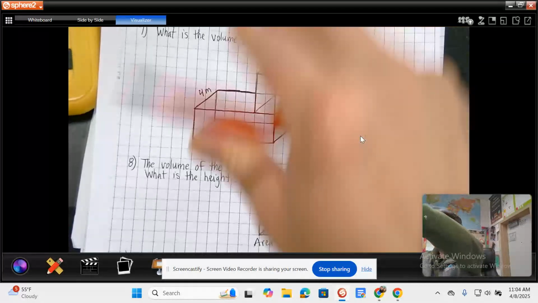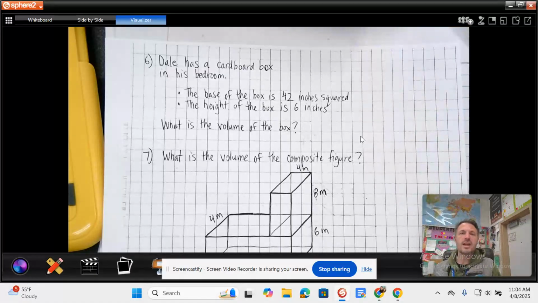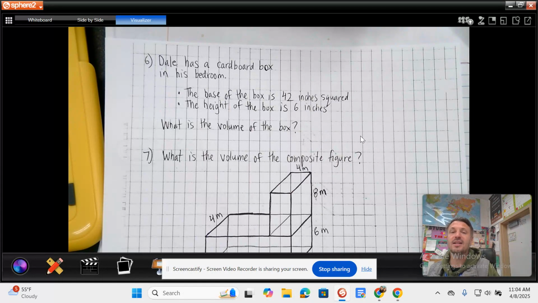Go ahead and turn it over with me, and let's look at number 6. Dale has a cardboard box in his bedroom. The base of the box is 42 inches squared. The height of the box is 6 inches. What is the volume of the box?